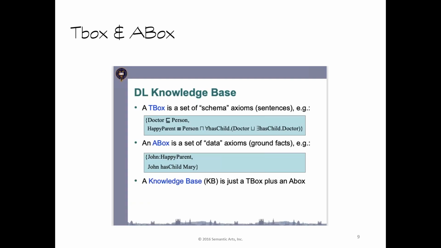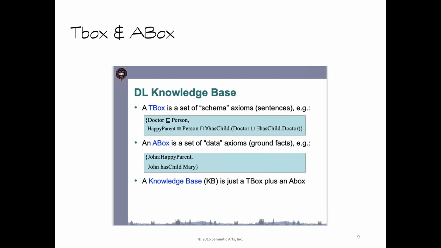I also found a nice, concise little definition of what a T-box and an A-box are. This guy said that a T-box is the schema axioms. We know it as the terminological box. It's where we make up new terms, where we make up classes and properties and then declare what they mean. In his example, a doctor is a subclass of person, and a happy parent is equivalent to a person whose children are all either doctors or have children who are doctors. That's all the funny upside-down letters. That would be your T-box.